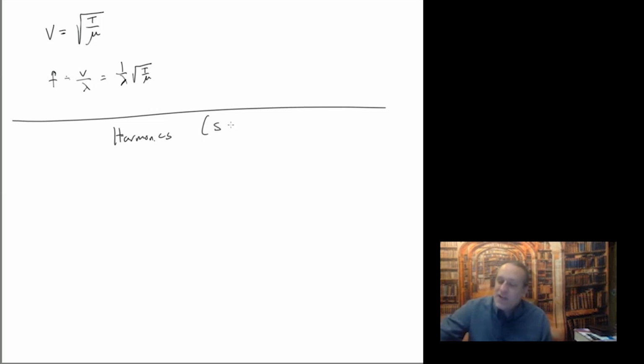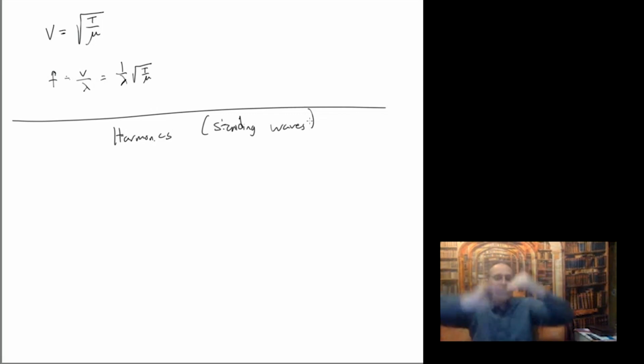These are standing waves. The reason they're called standing waves is because the pattern kind of stays in place. If I just send a wave pulse, we can see that pulse moving back and forth. So that's a moving wave. These are standing waves. The pattern just sort of flips up and down and it stays in place.